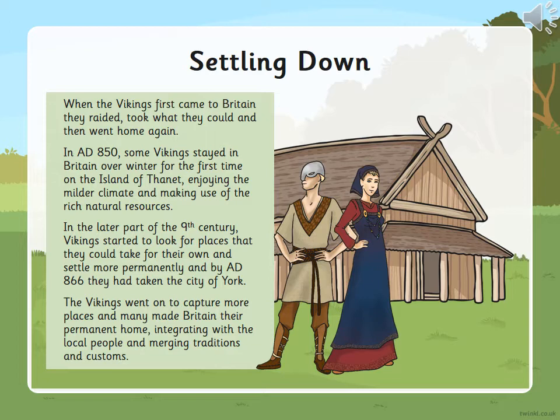In the later part of the 9th century, Vikings started to look for places that they could take for their own and settle more permanently, and by 866 AD they had taken the city of York. The Vikings went on to capture more places, and many made Britain their permanent home, integrating with the local people and merging traditions and customs.